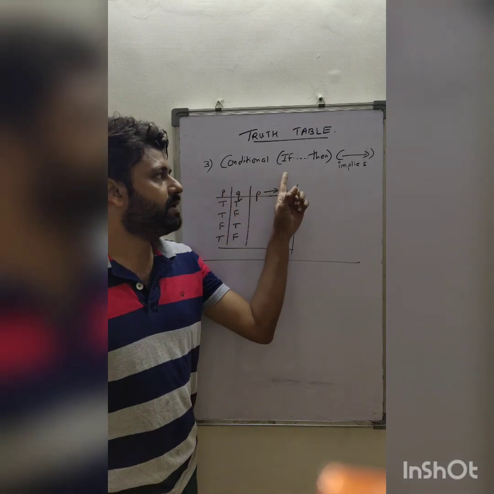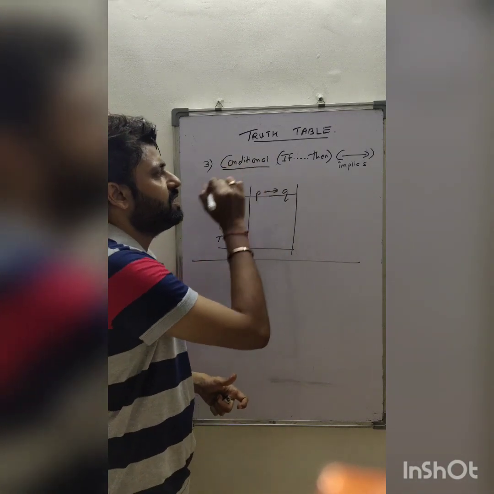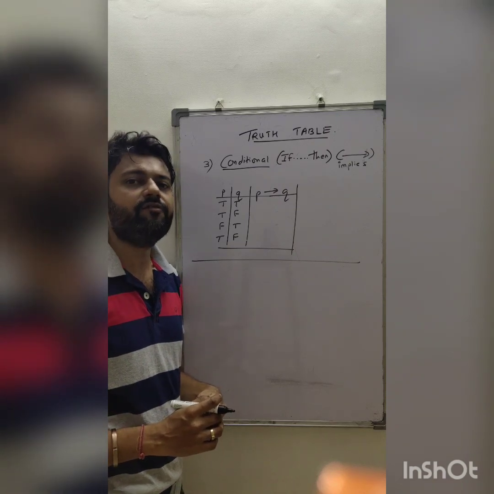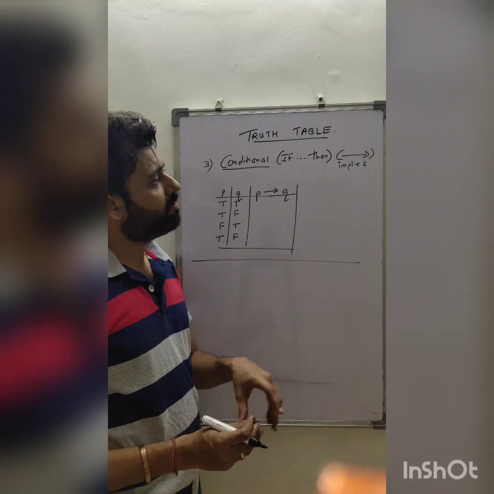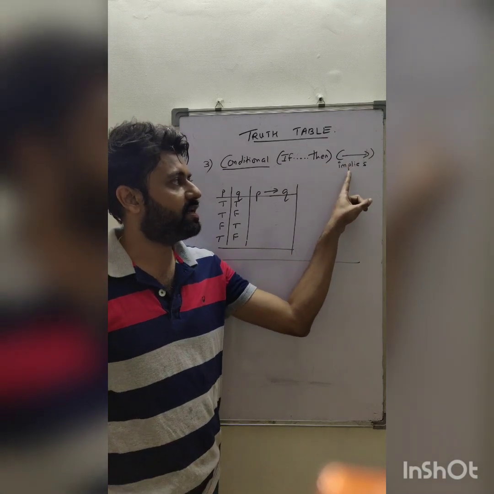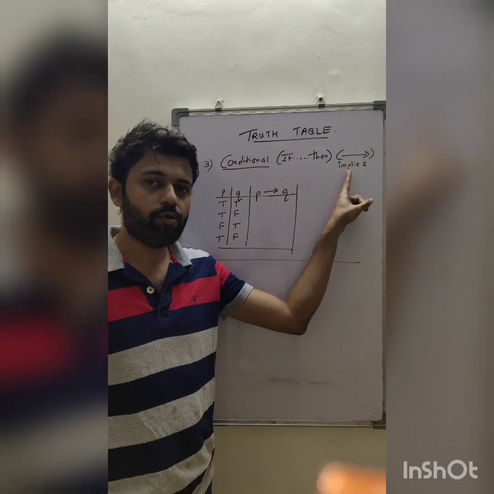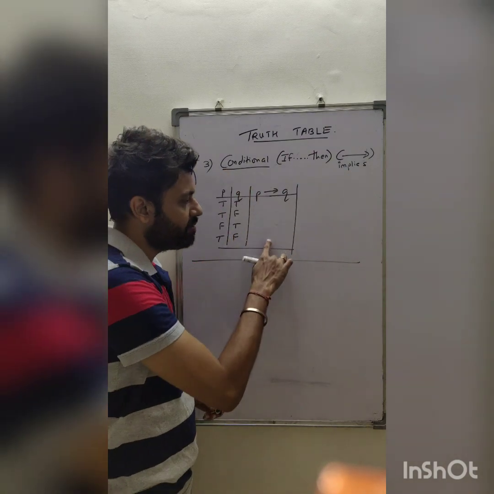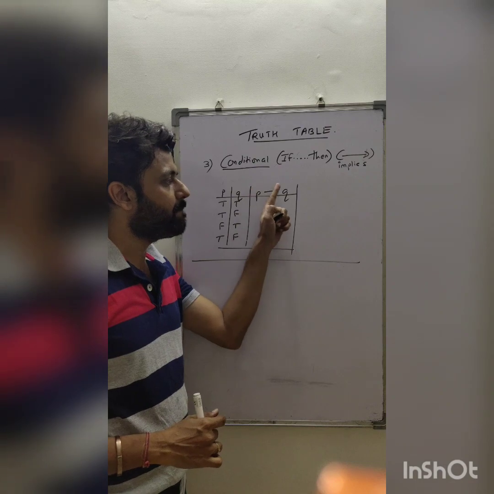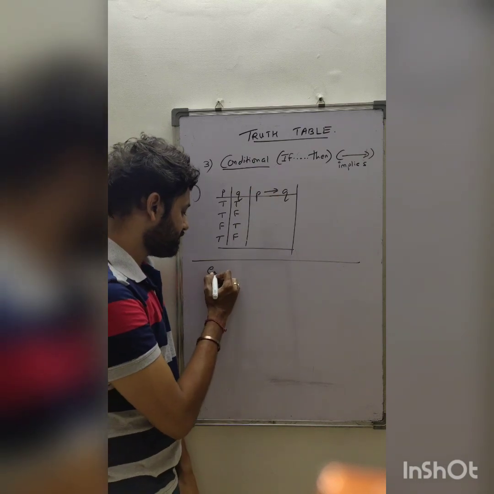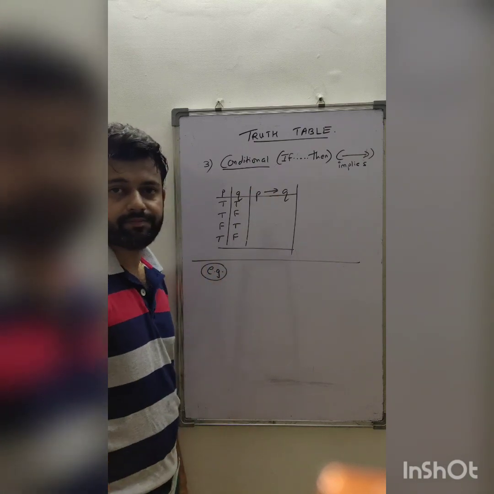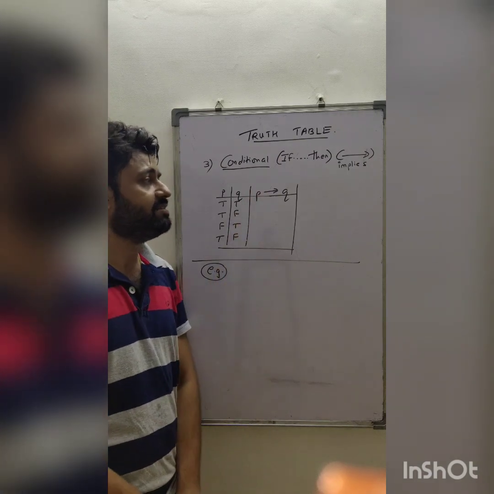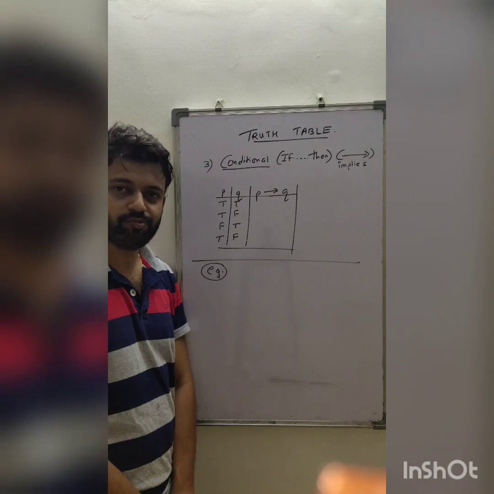The next truth table is for a conditional statement, where you will see two words: if then. The symbol for this is an arrow, which is read as implies. The truth table is ready and we have to learn the answers of P implies Q. For that we have an example, and by understanding that example we can find the answers of P implies Q.